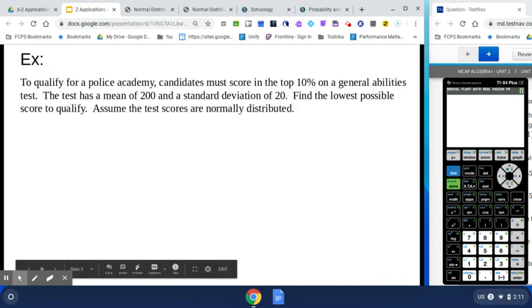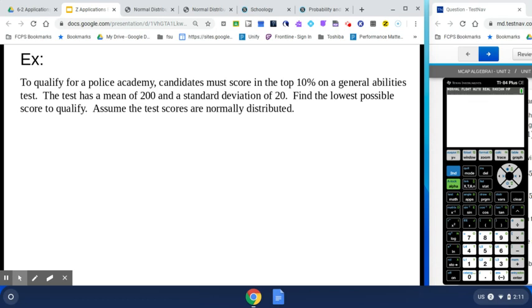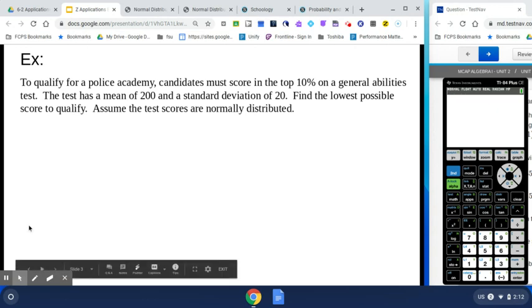Here's the first example that we're going to take a look at together. It says to qualify for the police academy, candidates must score in the top 10% on a general abilities test. The test has a mean of 200 and a standard deviation of 20. Find the lowest possible score to qualify. Assume that the test scores are normally distributed.